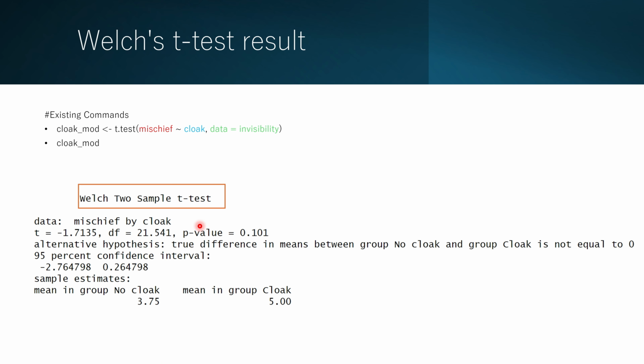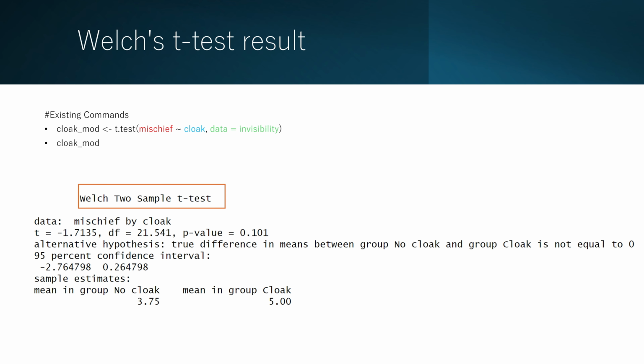Sorry, this is not the same, because this is conducted by Welch's t-test. The default of the t-test command is Welch's t-test, and if we set the option var.equal to true, then we get the student t-test. But in the default case, we do not specify any variance, so Welch's t-test would be done by the command.